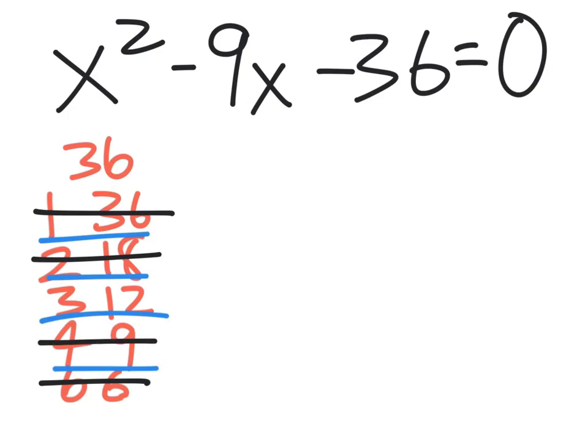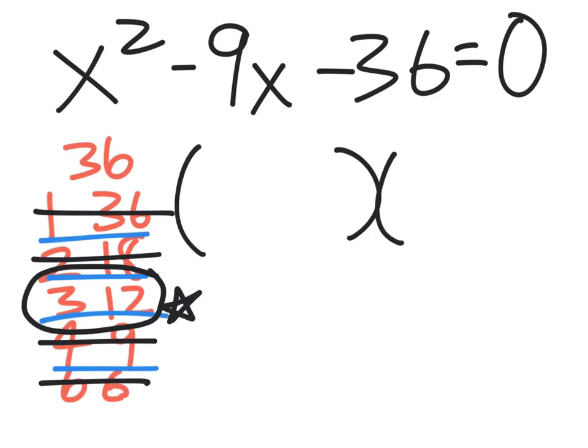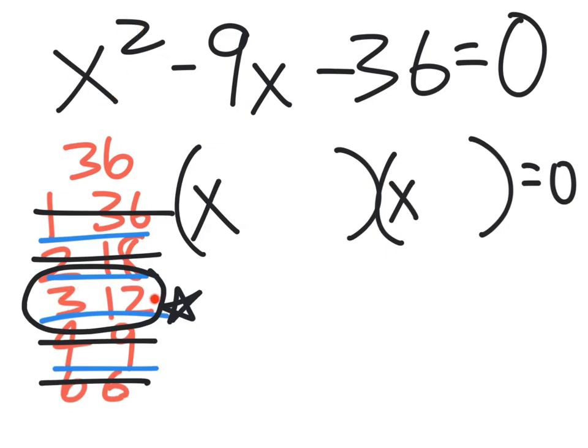4 and 9 won't work, but 3 and 12 sure will. Nice. So how do we write that? We're going to set up two sets of parentheses, always equal to 0. And we know x times x is going to give us x squared, right? That's easy. All right, and we also know that it's going to be 3 and 12 because 3 times 12 gives us 36. So I'll write 3 and 12.